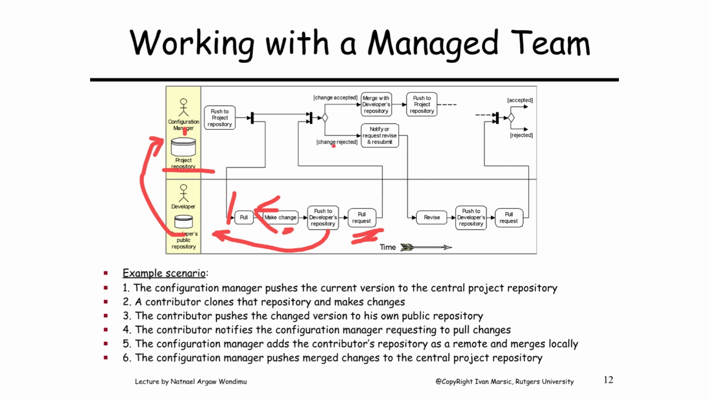If there is a merge conflict, for instance, it might be rejected, and the developer public repository or the guy who is submitting, representing the developers, will be notified, and revision and resubmission will be requested, as you can see here. If the pull request is accepted, the configuration manager will merge what is merged in the developers repository to the project repository here.